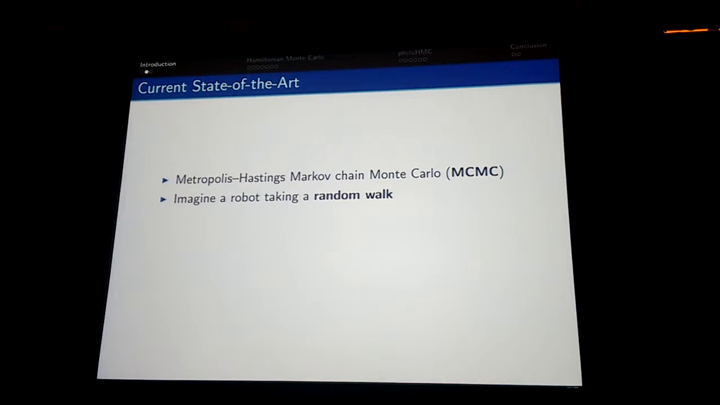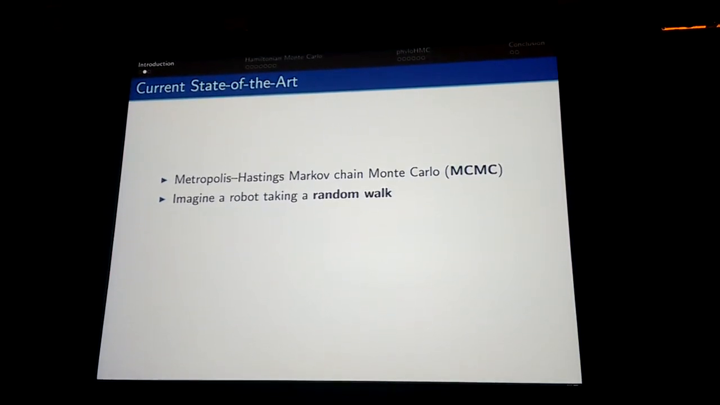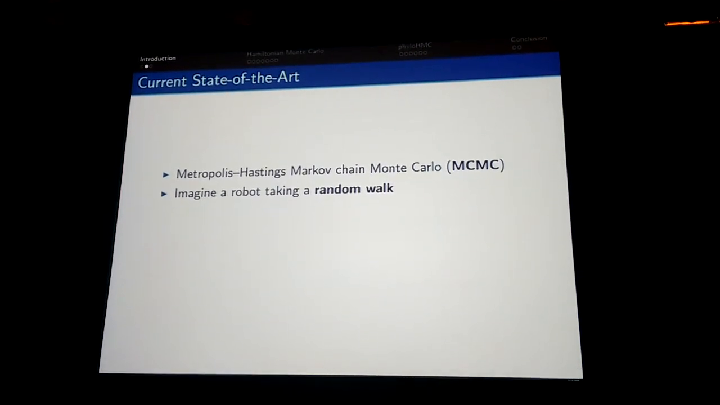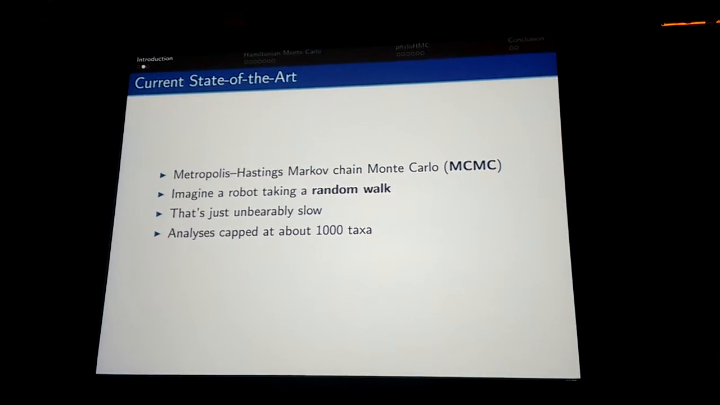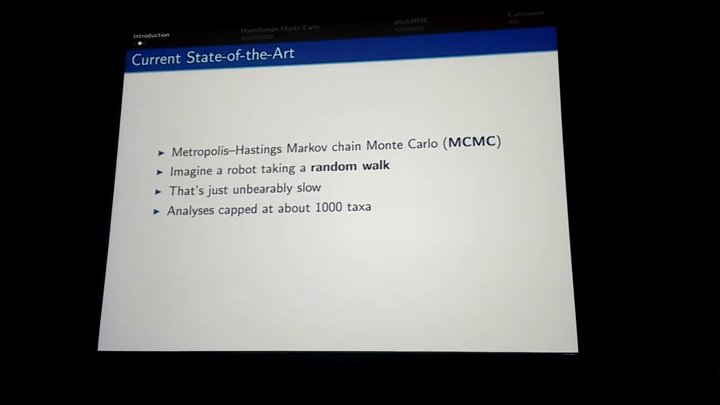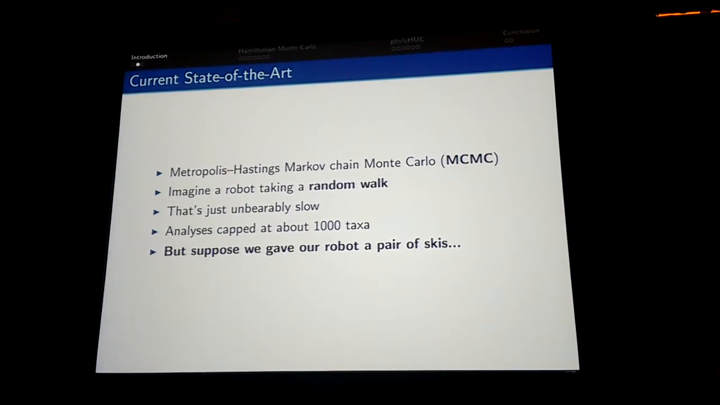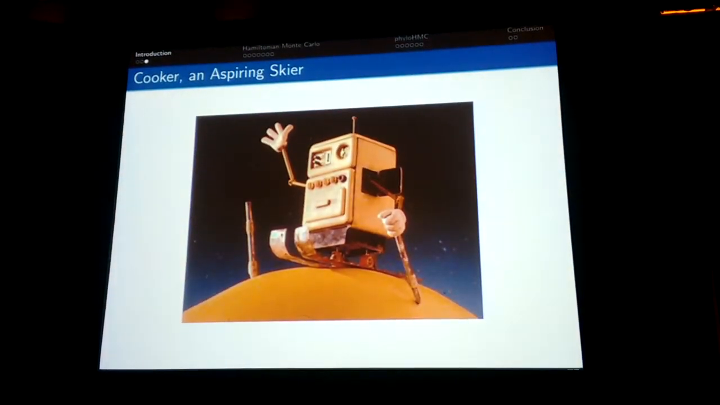So basically the current state of the art is Metropolis-Hastings Markov chain Monte Carlo. And a lot of times this is described as a robot taking a random walk in your space of trees. And that's not very good. It's very slow. And this is basically leaving us capped, analyses can't get much bigger than 1,000 taxa because it just becomes much too inefficient. But suppose we gave this robot a pair of skis. So we end up with something like this.